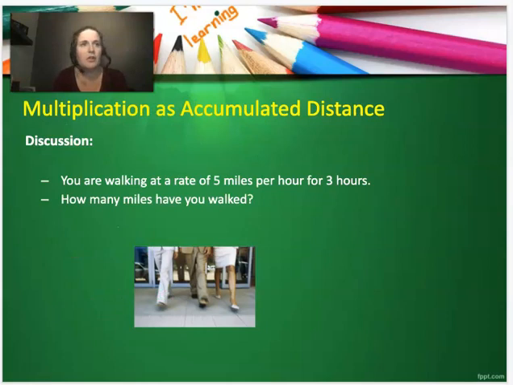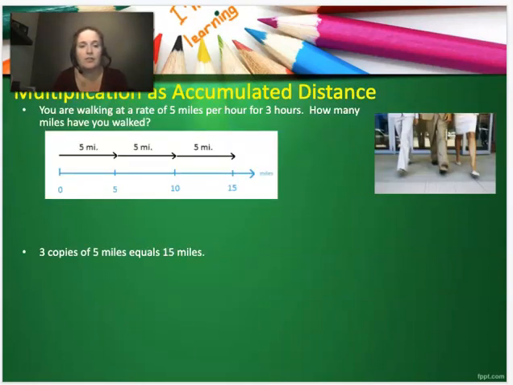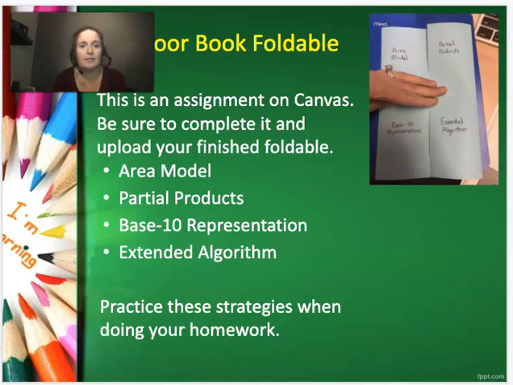So sometimes we talk about multiplication as accumulated distance. So if you're walking at a rate of 5 miles per hour for 3 hours, how many miles have you walked? This really lends itself to a number line. If you look at this, you can see that we have 3 copies of 5 miles, which would be 15 miles. And we can show it on the number line like that.